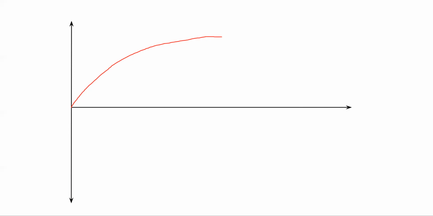What about the slope here? The slope is decreasing. And what about the value of the slope? First thing, slope is decreasing. What about the value of the slope? The value of the slope is positive.